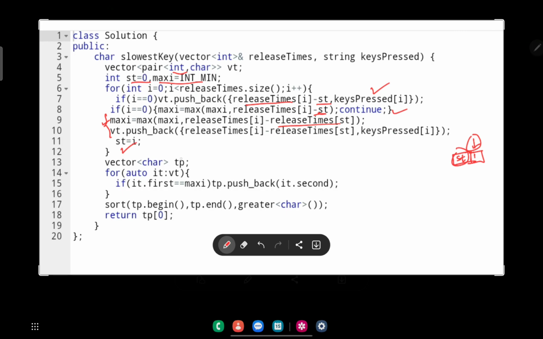And a vector of char tp is taken, and if it.first equals max, we push all the elements, that is it.second, into the vector tp, and we sort it in descending order, and the lexicographically largest character will be present at the 0th index, so we return it. So this is the code. Thank you.